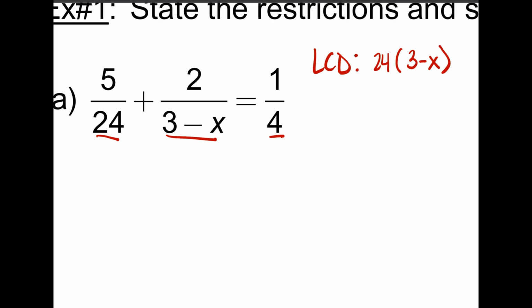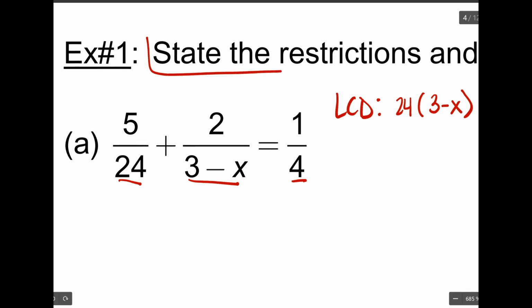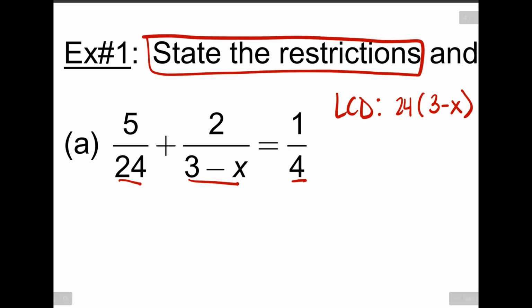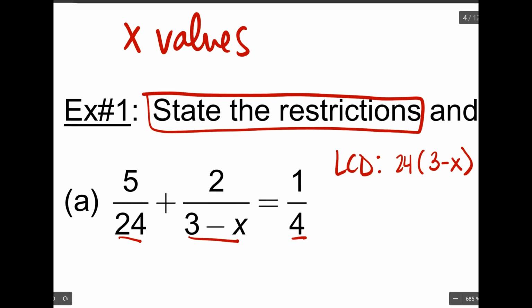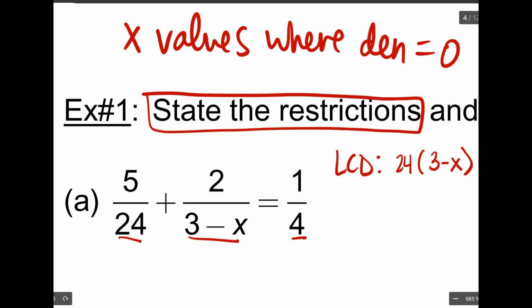Okay, and when it says state the restrictions, what does that mean? What do I mean when I say state the restrictions? So that can't be equal to. Exactly. These are the x values where the denominator equals 0. And what happens if we're dividing by 0? Bad stuff, like a black hole. It's not good. We don't want that to happen.